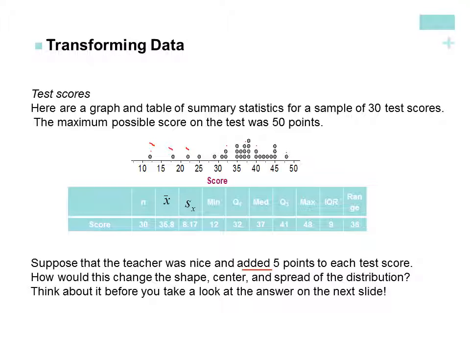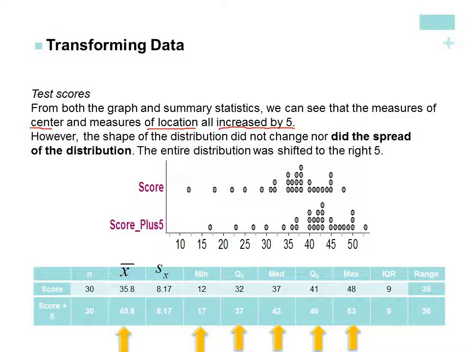Okay, so let's just take a minute and see what happens when we transform our data. So here is a graph and a table of summary statistics for a sample of 30 test scores. The maximum of your possible test scores was 50. Let's just take a quick look at some of the summary statistics. We have a total of 30 values here. Our mean was 35.8, okay, so right about there. Our transformation is moving it over 5. We're physically taking it and picking it up and moving it over 5. The spread and the shape of the distribution aren't changing.